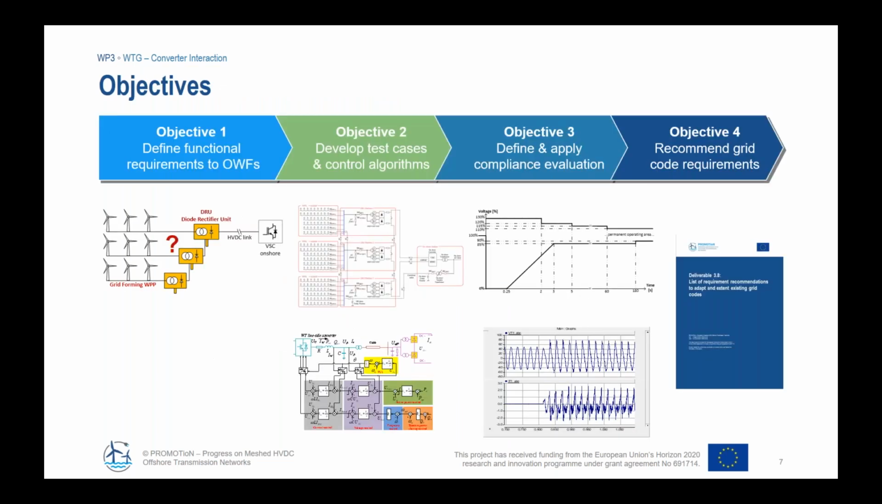So in order to do that, the work package, as I said, maybe the individual units were not anything new in the system, but the whole system is something new. So the work package had the objectives to first define the functional requirements, so what the offshore wind farms should be able to do, and how it should be controlled.